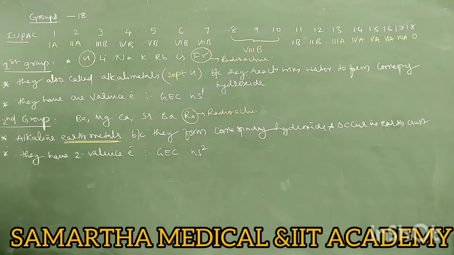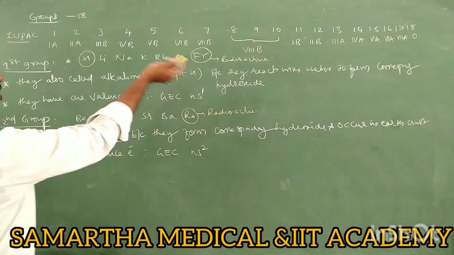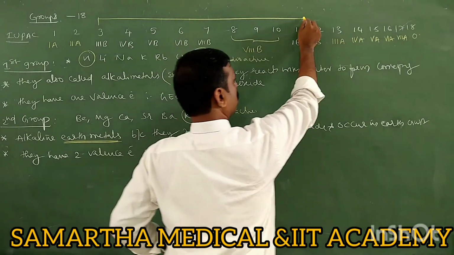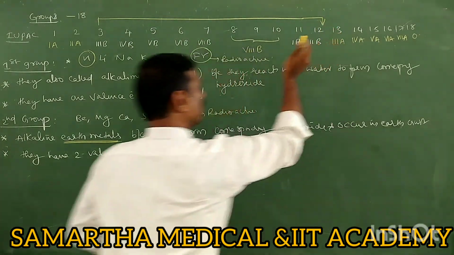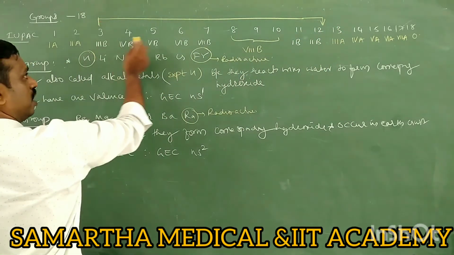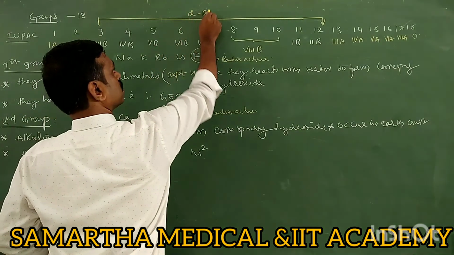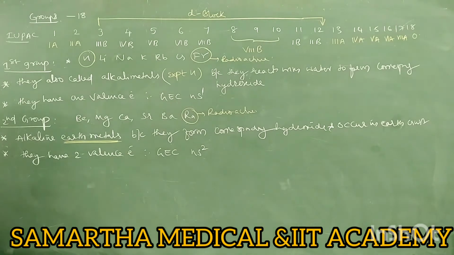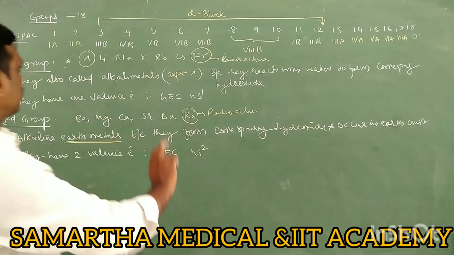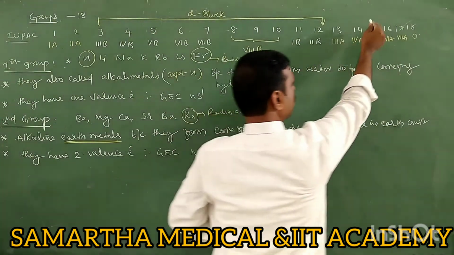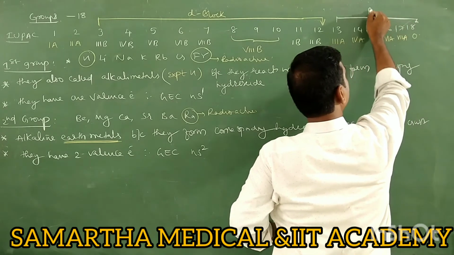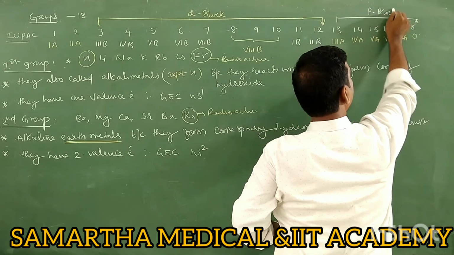About the third group: from the third group to the 12th group is the d block. They are called d block elements. We will study d block elements separately later. Next, let us study the p block here, groups 13 to 18.